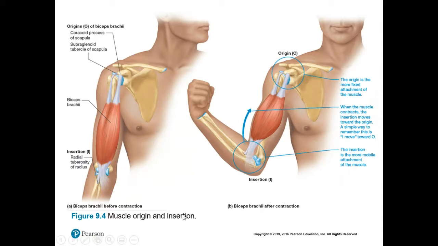Now, muscle origins and insertions. I've talked about this. The origin of muscles keeps the muscle held in place, and it acts as the anchor point for that muscle to go in and contract. So here's the anchor point, which would be the superior proximal end of the humerus, and also the coracoid process of the scapula. So that's where the biceps brachii muscle originates.